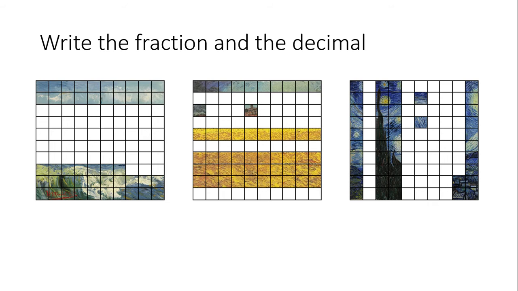Well, that was pretty easy, so I think you can just try it out yourself. Here are 3 paintings by Vincent van Gogh, and what I want you to do is to just tell me what fraction of each painting you can see, and then turn that fraction into a decimal. Press pause to try it out. Press play to check your answers.